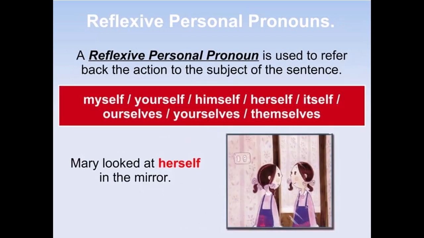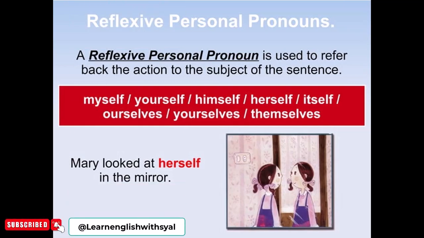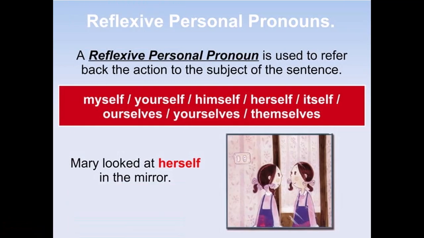Then reflexive pronouns are used to refer the action back to the subject of the sentence, like myself, yourself, himself, herself. There is the addition of self with singular and the addition of selves with plural personal pronouns, like Mary looked at herself in the mirror. Now some activities. It's your turn. Let's start.